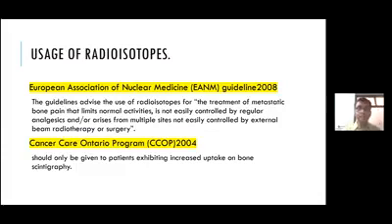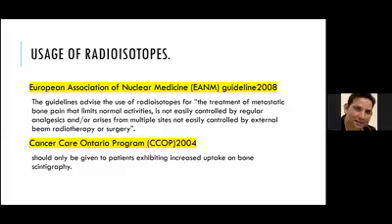Regarding the usage of radioisotopes, the European Association of Nuclear Medicine has given the guideline for the treatment of metastatic bone pain that limits normal activity, is not easily controlled by regular analgesics, or arises from multiple sites. Radioisotopes are used when the metastasis is in multiple sites and is not controlled by external beam radiotherapy or surgery. So we have to use radioisotopes in these conditions.